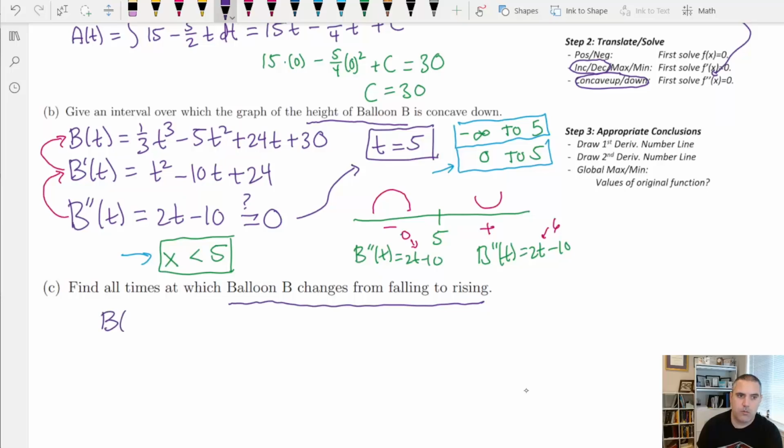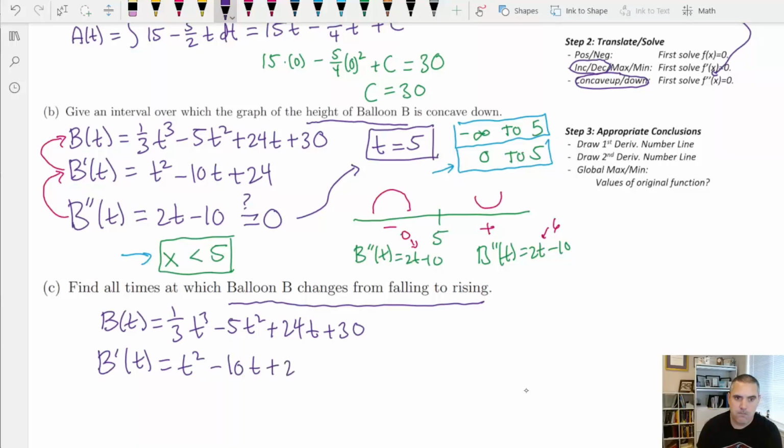So I would start with balloon B, the height of balloon B, 1/3 t cubed. You don't have to write it again. I'm just showing you the process for any problem. Write down what the problem is asking about. This one's asking about balloon B rising and falling, or increasing or decreasing. So now I'm going to take its derivative, which we've already done, and find when that's equal to 0.